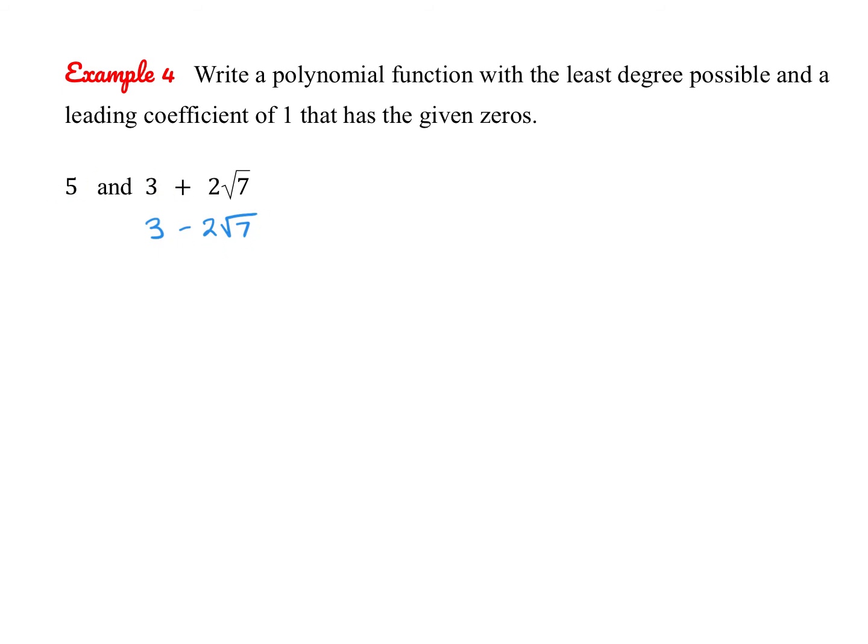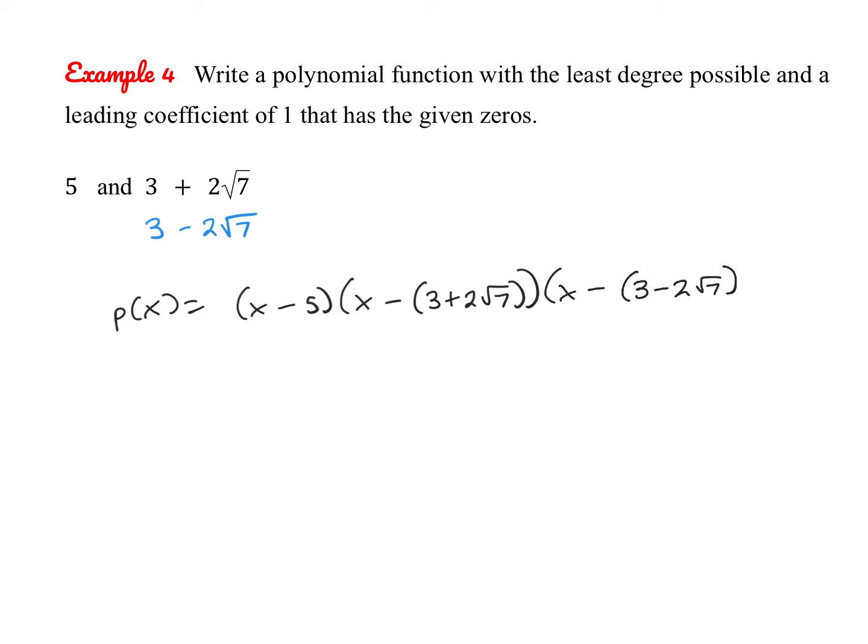So we're going to write the polynomial with this degree of 3. We're going to set up the factors. I just want to remind you, when we're creating our factors, we always do x minus our zero. So we have x minus 5, then we have x minus, and then the zero, so 3 plus 2 root 7. It is really important to put that in parentheses because we're subtracting the entire zero. And then we have x minus 3 minus 2 root 7.